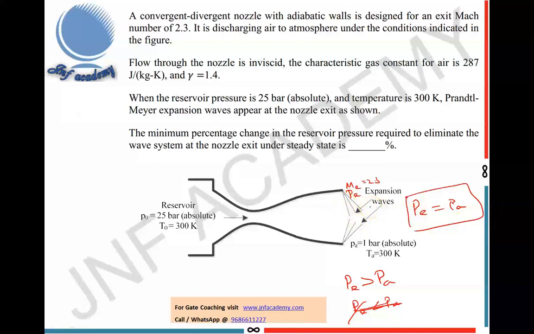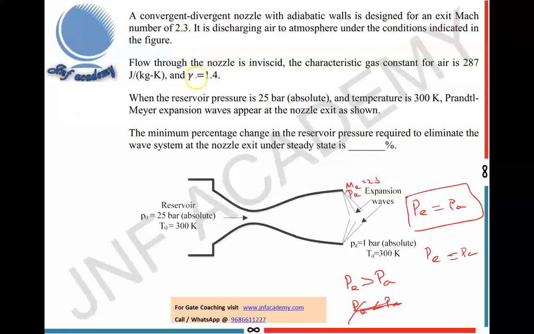As of now, there is an expansion wave because your PE is greater than PA, right? So that's the reason you need an expansion wave to reduce it further. But if you can maintain PE equal to PA, then you don't need any expansion wave or shock waves. So that's why they ask: to maintain PE equal to PA, what is the change required in the inlet pressure condition without changing anything else? That was the question that has been asked.